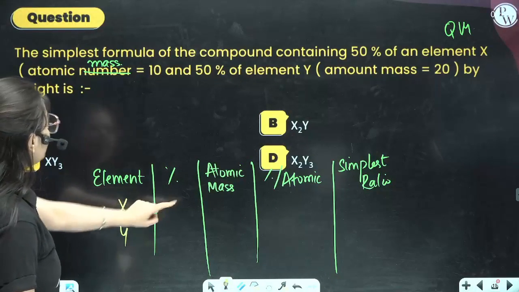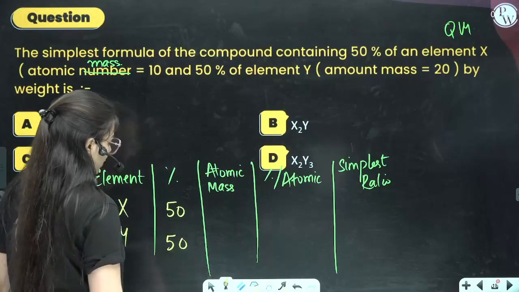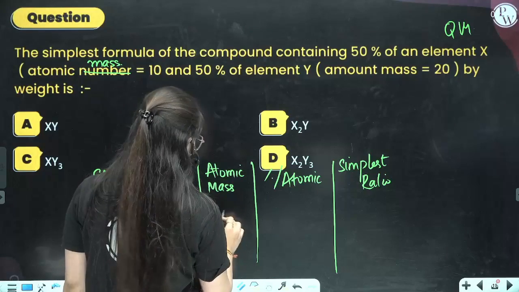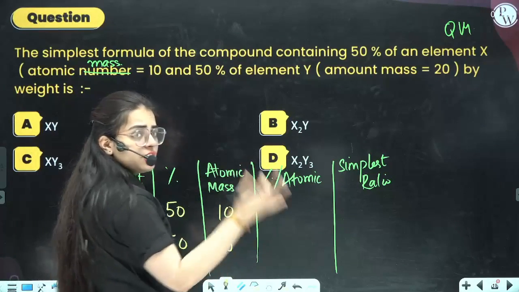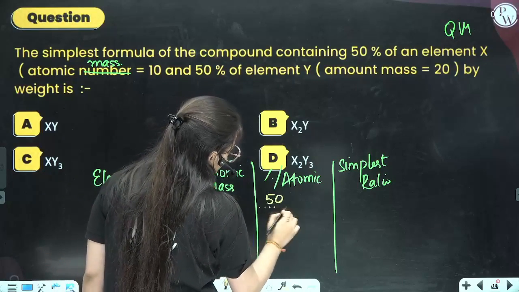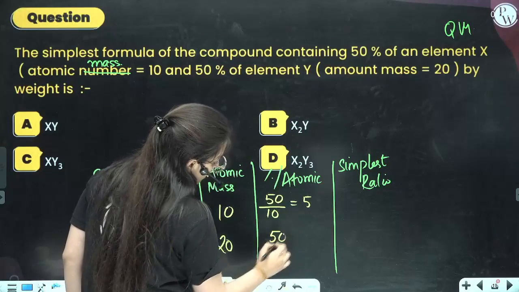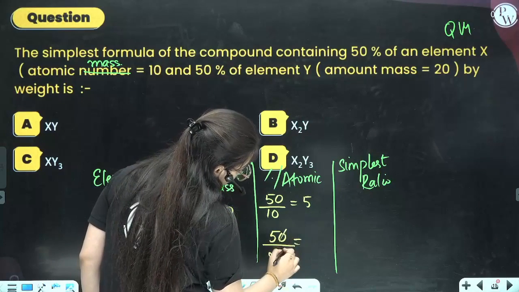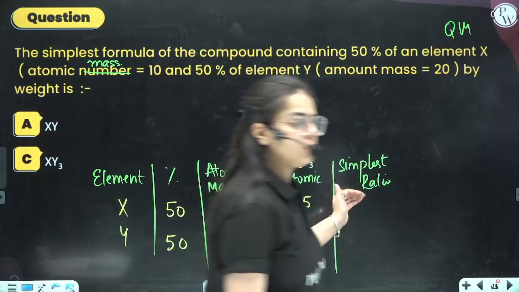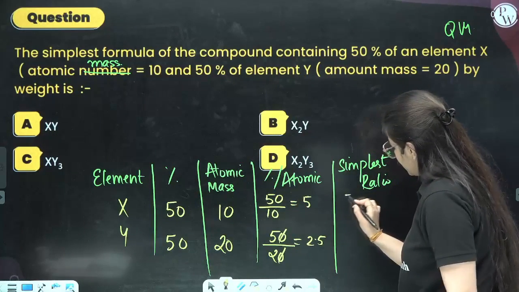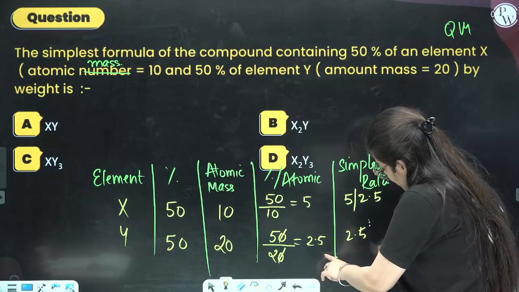For X they have given you percentage composition as 50. For Y again they have given you 50. Atomic mass for X is 10 and for Y is 20. So percentage divided by atomic mass: percentage is 50, atomic mass is 10, so it comes out to be 5. Similarly, percentage is 50 by atomic mass 20, so this comes out to be 2.5. Now what you have to do is divide both by the lower value. The lower value is 2.5, so it will be 5 divided by 2.5. Similarly, 2.5 divided by 2.5.